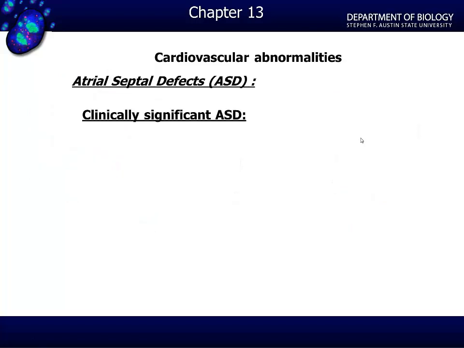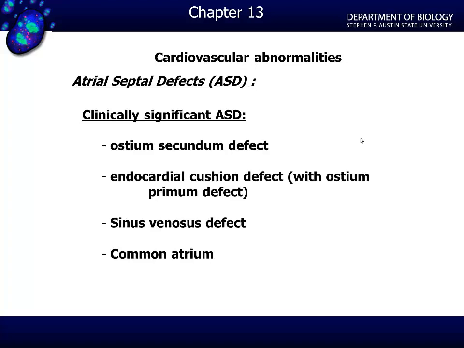Now, as the hole gets larger, we're going to have more and more problems. And some other problems that we can have that are more clinically significant forms of atrial septal defects that may also impact our foramen ovale are going to be ostium secundum defects, endocardial cushion defects, and this may also occur with an ostium primum defect, sinus venosus defect, and probably one of the most severe is common atrium, where you simply fail to form the interatrial septum.